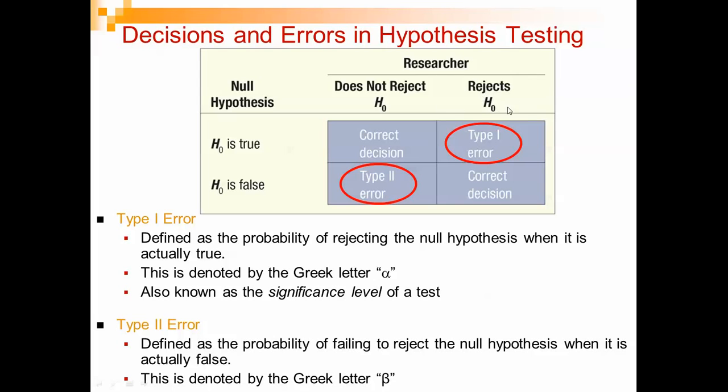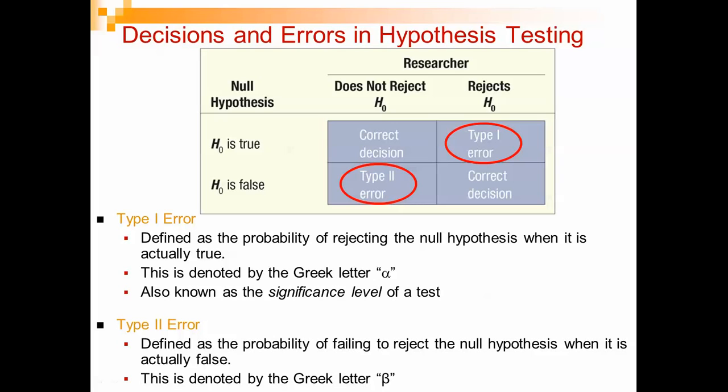So in this case, the researcher rejects the null hypothesis, but in reality, the null hypothesis is true. So they rejected a true null hypothesis, and therefore they got a type 1 error. And the correct answer would have been to not reject the null hypothesis. And so we have a type 1 error. Now, on another test, or another sample, the researcher does not reject the null hypothesis. But in reality, the null hypothesis is false, and that's a type 2 error.